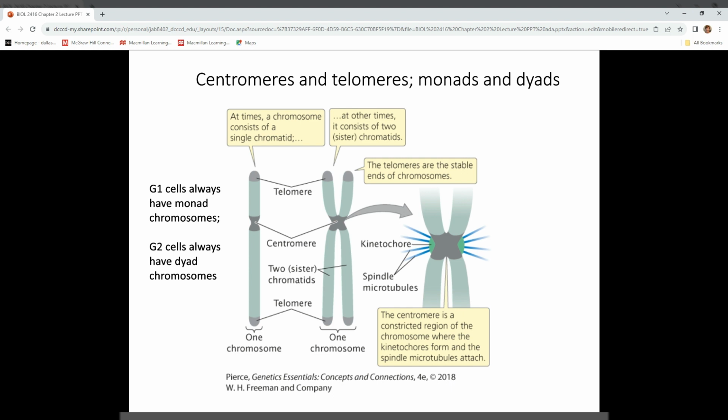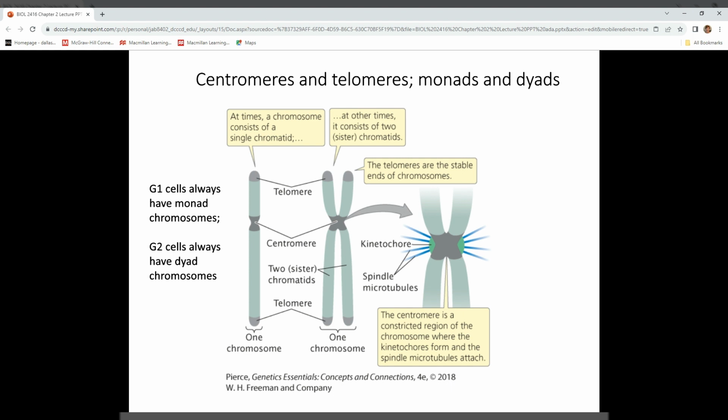At certain times of a cell's life, the cell will always have chromosomes in certain forms. So I gave you an example. In G1 of the cell cycle, those cells always have monad form chromosomes. But at other times in the cell's life, a single chromosome consists of two chromatids, which we call sister chromatids. They are the result of chromosome replication, and so they are identical, but they're held together in the middle at a location called the centromere.